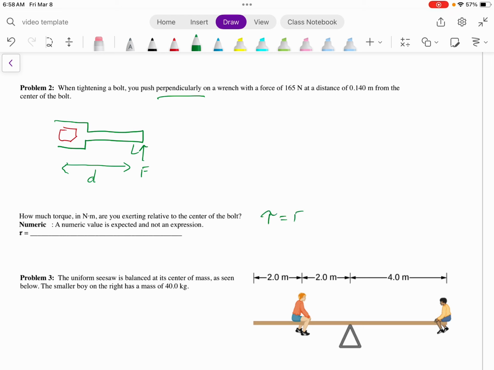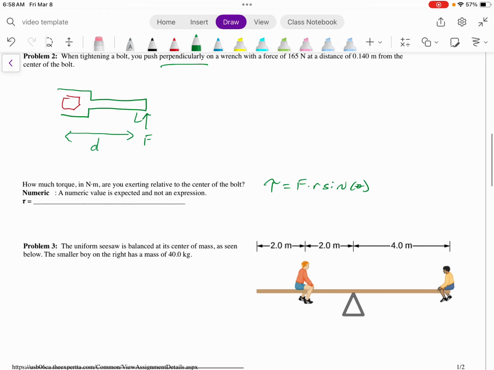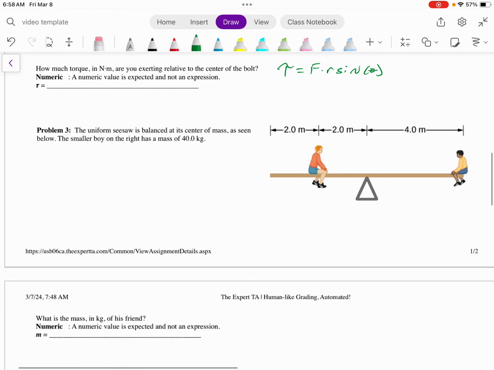Well, the torque is equal to force times r times sine of theta. In this case, we know the force, we know the distance, and we know the angle is 90 degrees. So hopefully you felt like that was pretty straightforward.